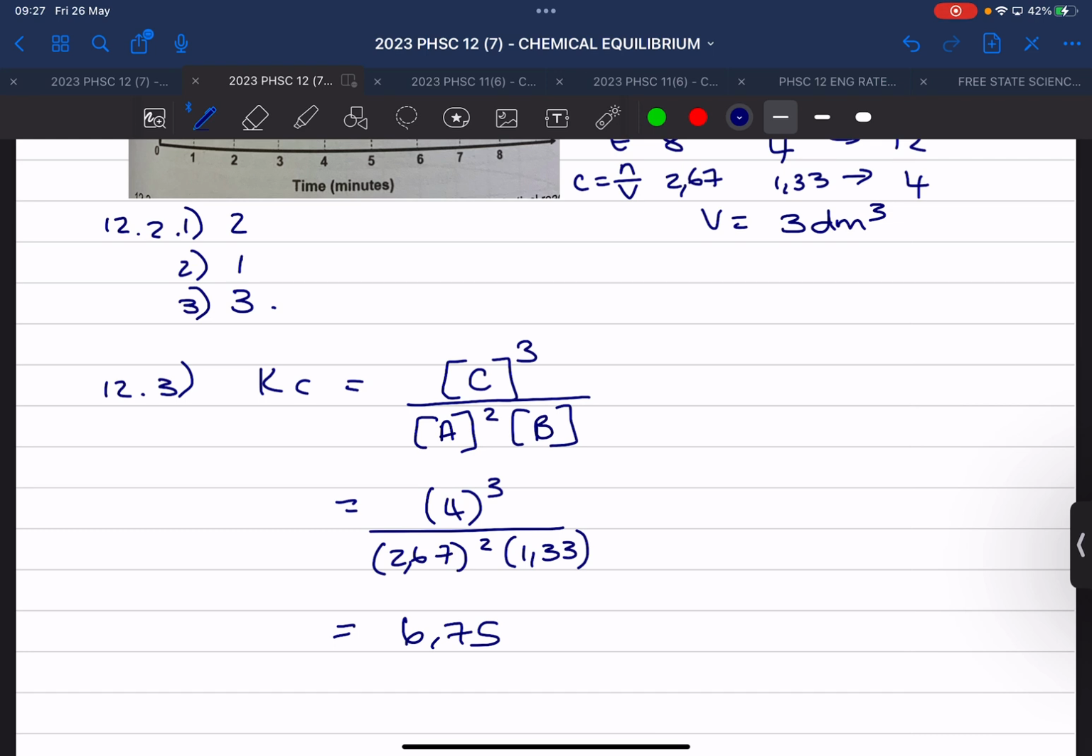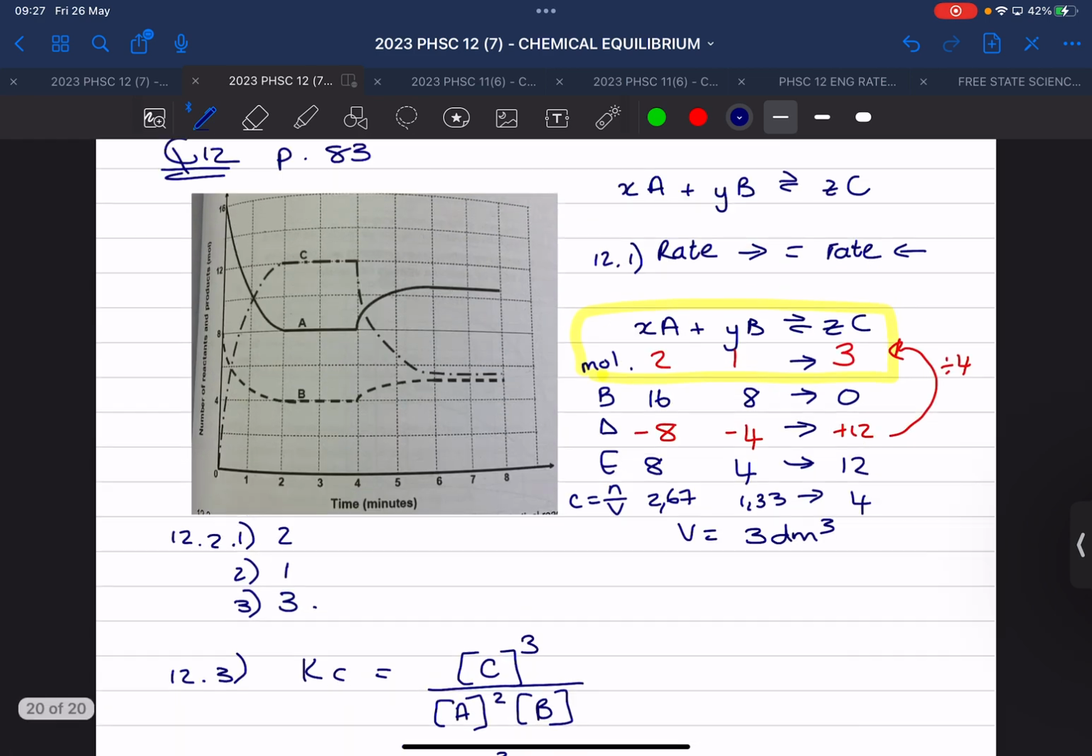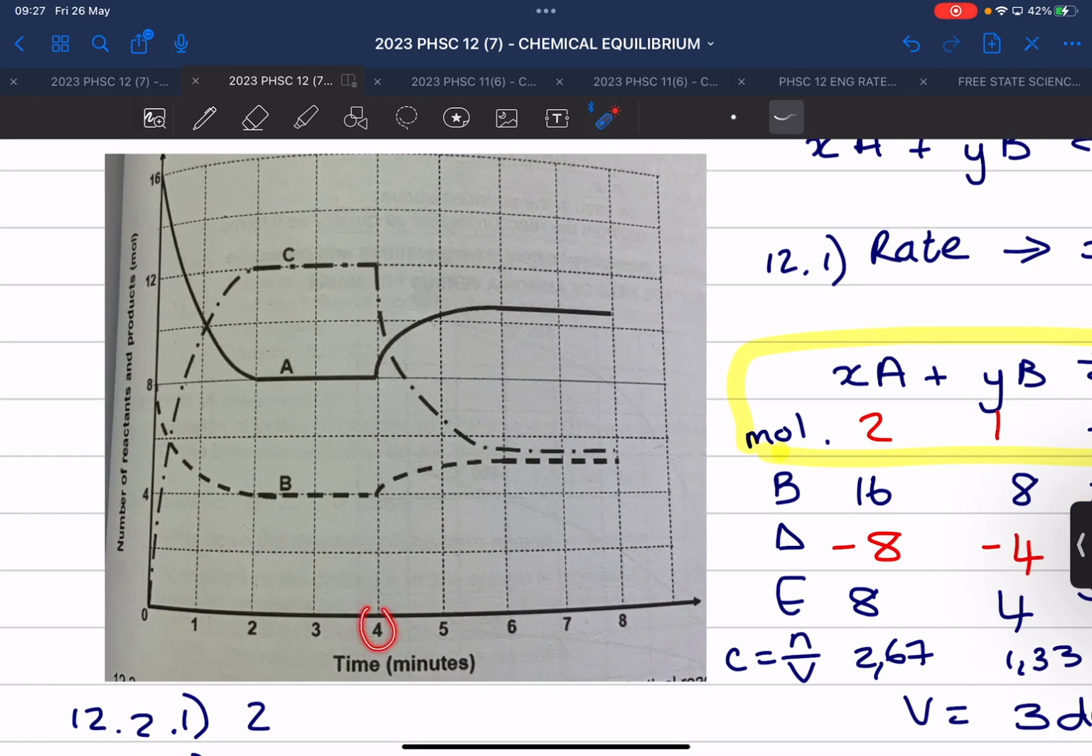Does it have a unit, the Kc value? No. Then they say, at time 4 minutes. So where's 4 minutes? There's 4 minutes. At time 4 minutes, the temperature of the system was increased to 60 degrees Celsius. So they made it warmer. Is the reverse reaction, can you see that it's in capital letters, is the reverse reaction exothermic or endothermic? Explain how you write out your answer.